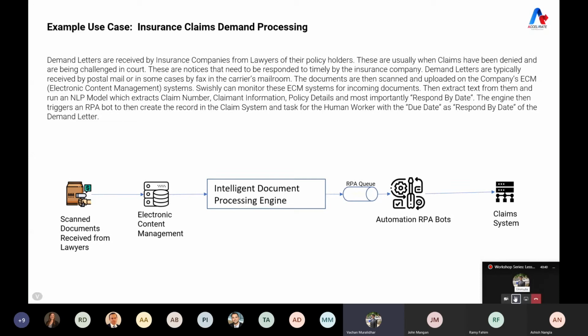So the entities are: what is the policy number, what is the name of the insured, when the incident occurred, and all those things. All these documents are more related to unstructured documents because they don't have any structure. Each and every customer or attorney writes in their own way. So there is no structure for these documents. So these are mostly unstructured documents.